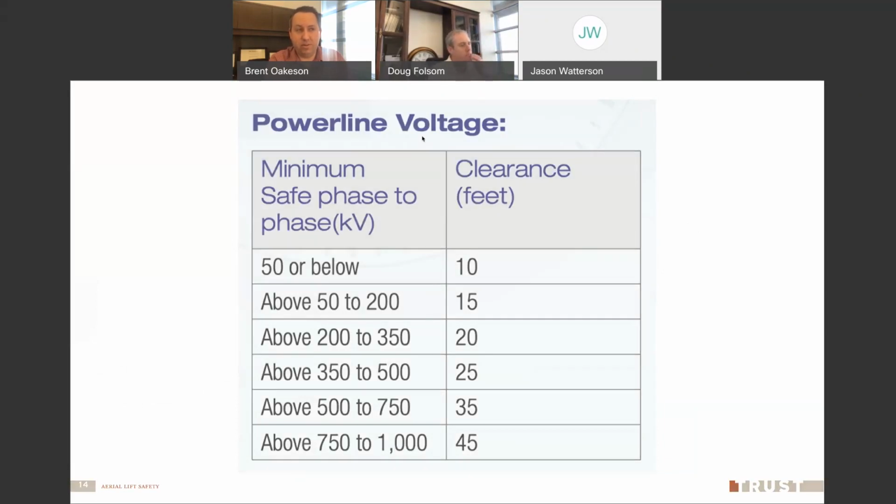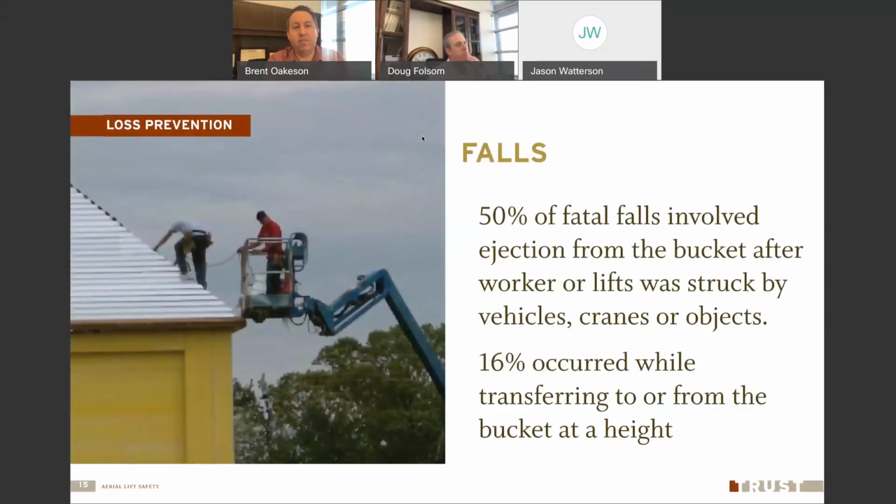Falls, like we said, are another huge reason why people die involving aerial lifts. 50% of fatal falls involved ejection from the bucket after the worker or the lift was struck by vehicles, cranes, or other objects. You can imagine being really high up in the air, getting hit by some other vehicle, how that would jar the equipment and possibly knock you out of there to fall. 16% of the falls that OSHA investigated occurred while transferring to or from the bucket at height, and that's something you don't want to do.